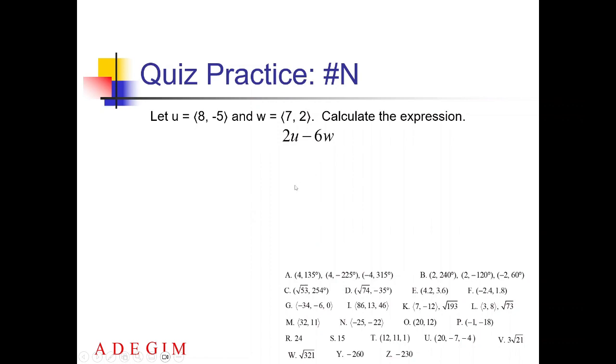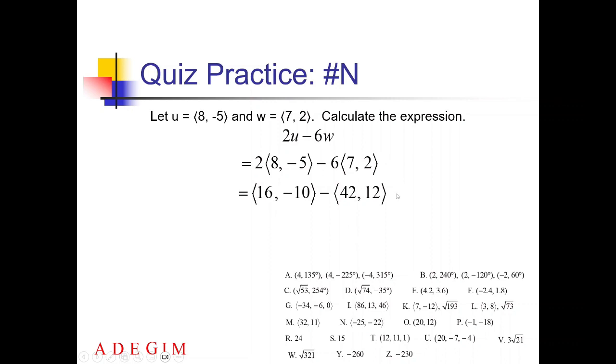For this next one, let's start by replacing the u and the w with the vectors that they represent. So we've got 2 and then the 8 comma negative 5, minus 6 and then 7 comma 2. Let's distribute those constants outside now. So we have 2 times 8 is 16, and then this becomes a negative 10. Over here, I'm just going to distribute the 6, and I'll leave the negative in place. So we've got 42, comma 12.